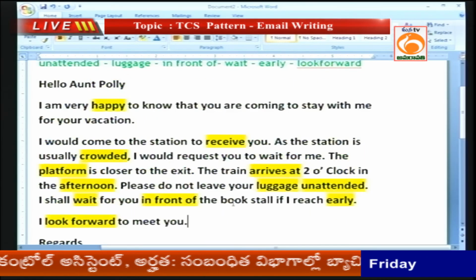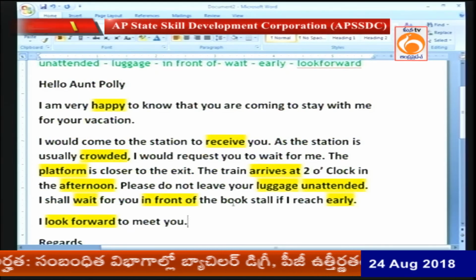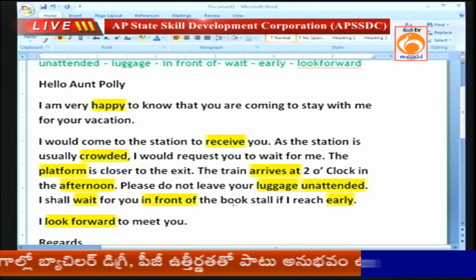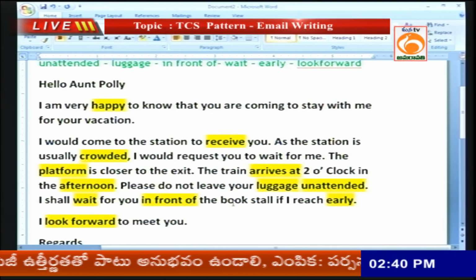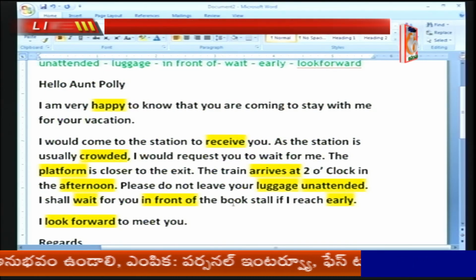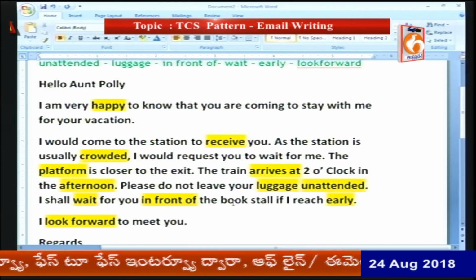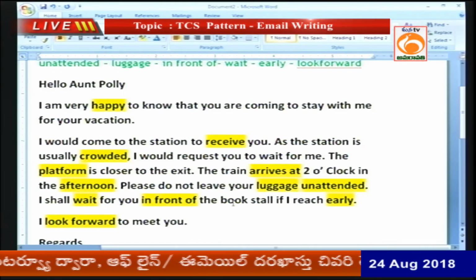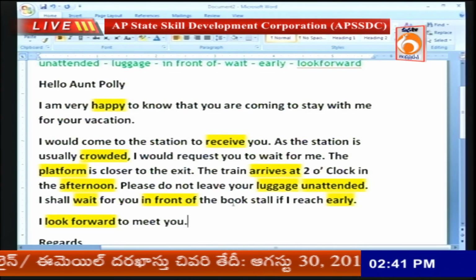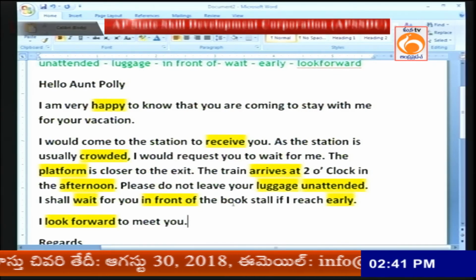Let me read this out to you. Hello, Aunt Polly. I'm very happy to know that you're coming to stay with me for your vacation. I would come to the station to receive you. As the station is usually crowded, I would request you to wait for me. The platform is closer to the exit. The train arrives at 2 o'clock in the afternoon. Please do not leave your luggage unattended. I shall wait for you in front of the bookstall.